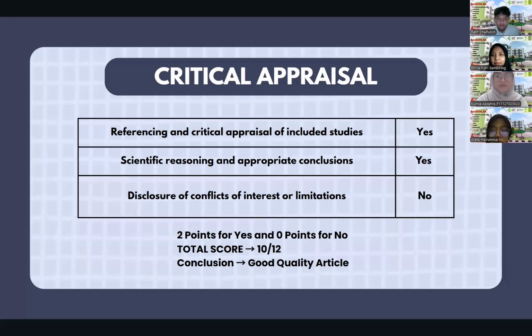And the fourth, referencing and critical appraisal, is yes, because the author discusses and compares different studies, not just listing them, but showing a good analysis. The fifth, scientific reasoning and conclusions, is yes, because the review draws useful clinical conclusions about how different structures of the foot contribute to AAF. And the last one, disclosure of conflicts or limitations, is no, because the author doesn't mention any possible bias, conflicts of interest, or limitations in the review. Based on the total score, we conclude that the article is of good quality.